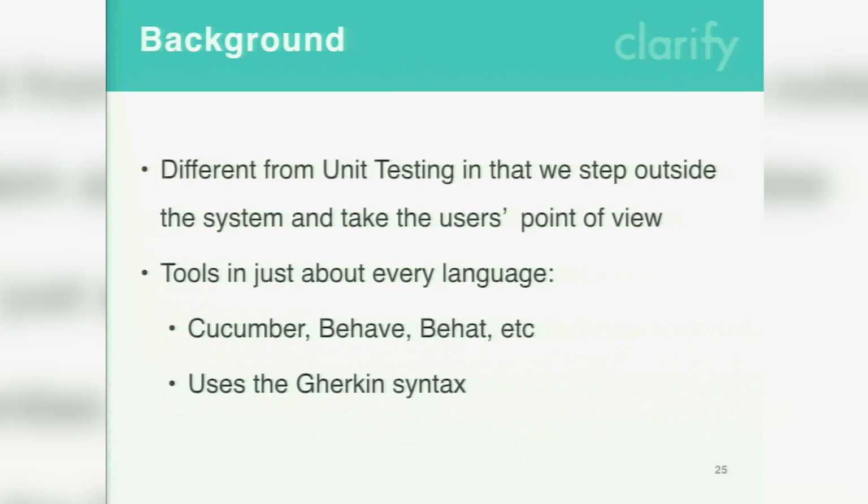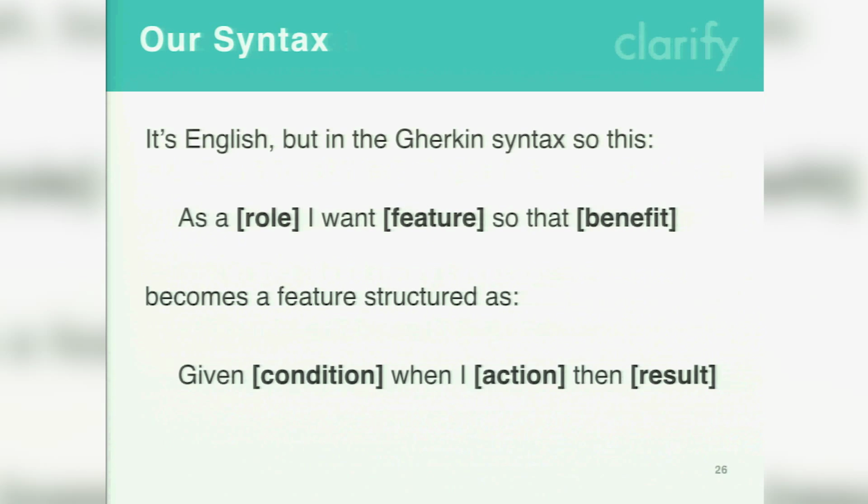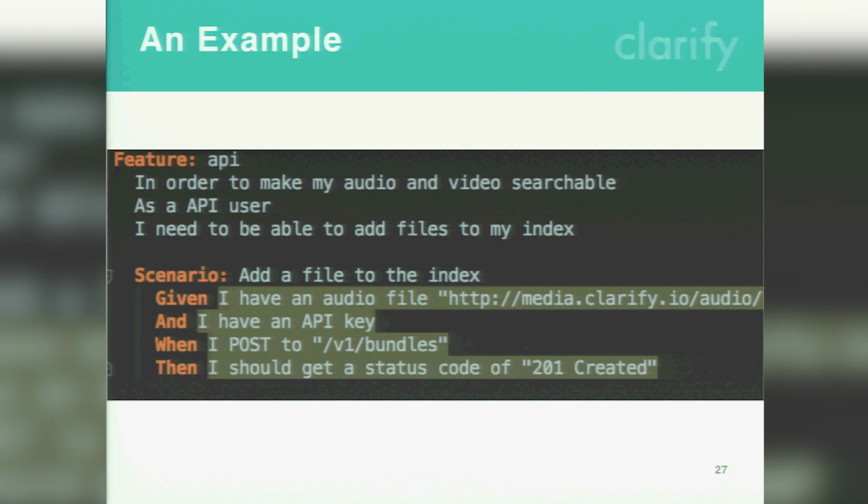And I think the most important part of this is that it's from the outside, from our point of view. So this is saying, what does a user see? Because at the end of the day, that's all that matters, right? Is the user being effective with our API or not? And this is what it looks like in practice. It just says, given I have an audio file, and there's a URL, and I have an API key, when I post the bundles, then I should get back a status code of 201 created.